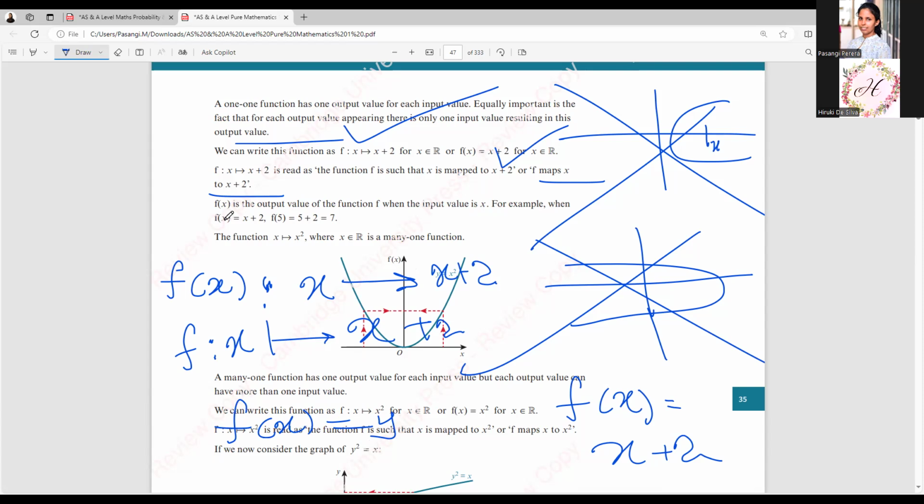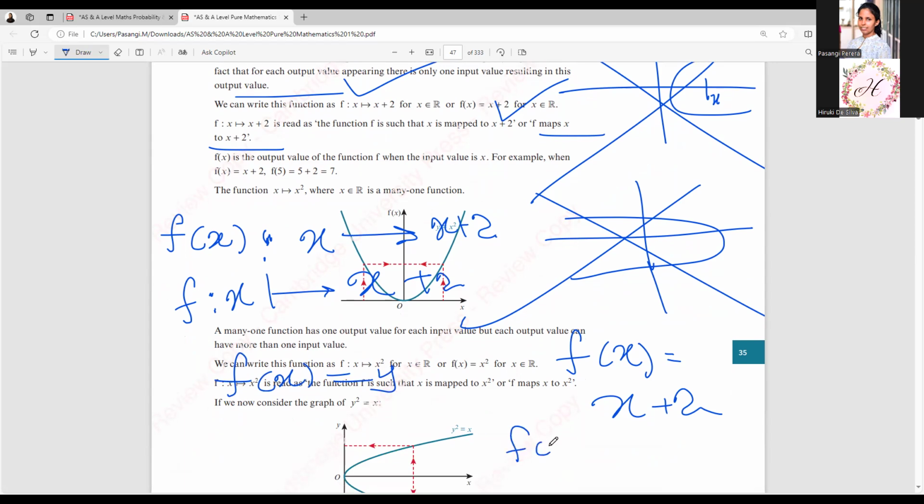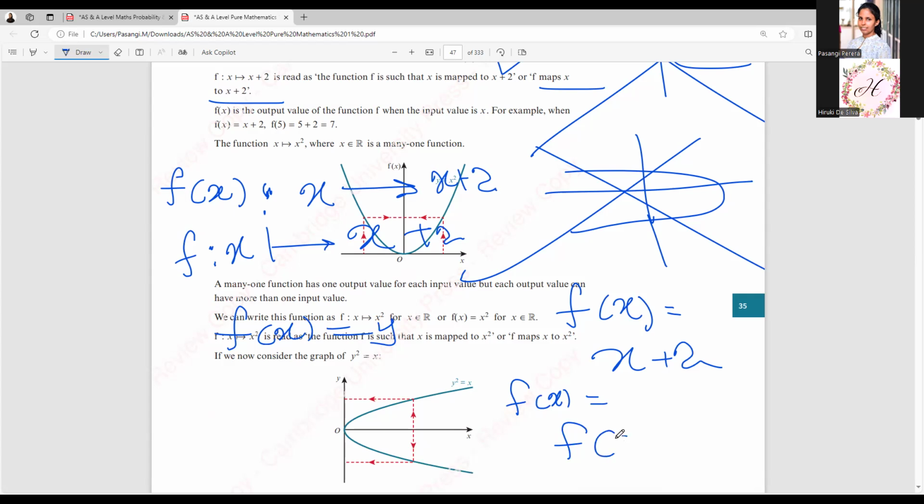For example, when f(x) is equal to x plus 2, the meaning of this f(x) is a function of x. What will happen if we have f(5)? What do you think? We have to substitute 5 for the x value. Wherever we have the x value, we have to set this value of x as 5. So we have to replace all these x values with 5.